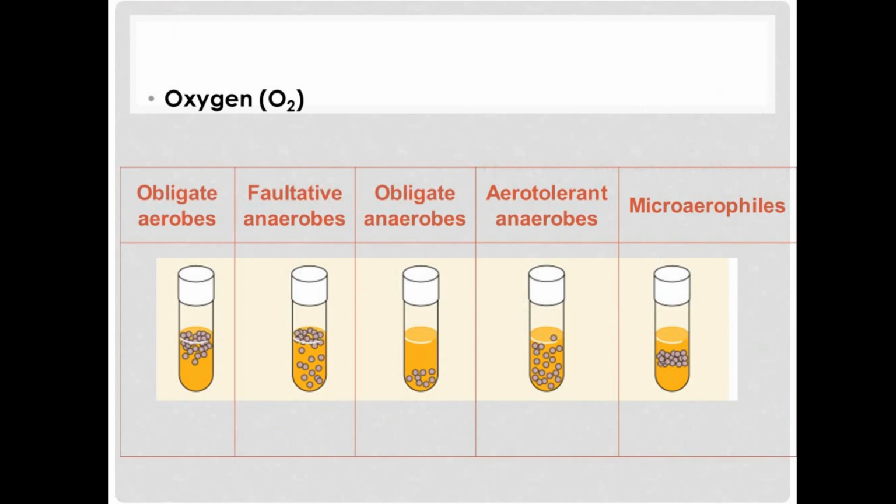So, oxygen requirements. Bacteria with oxygen requirements, we call them obligate aerobes. They need a lot of oxygen. We have the facultative anaerobes, and the obligate anaerobes. So dapat wala talaga silang oxygen. The aerotolerant anaerobes, some organisms may live even with a small amount of oxygen. Microaerophiles, they need a very small amount of oxygen to survive.